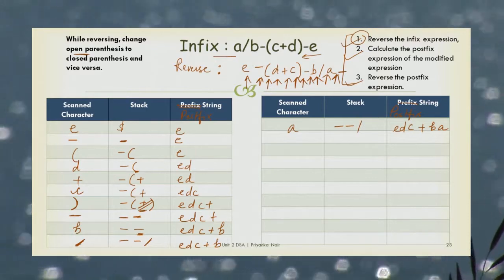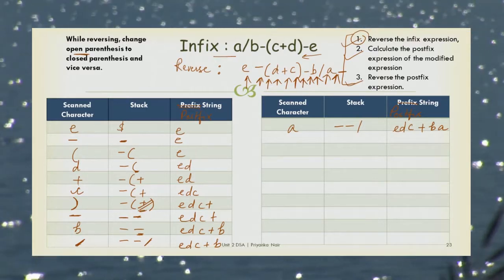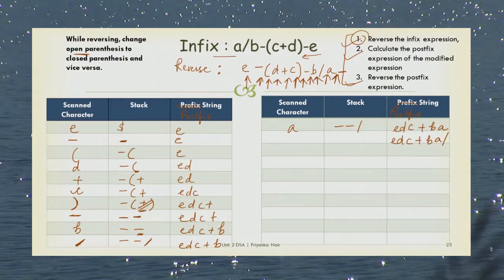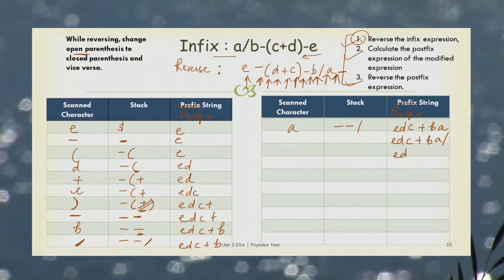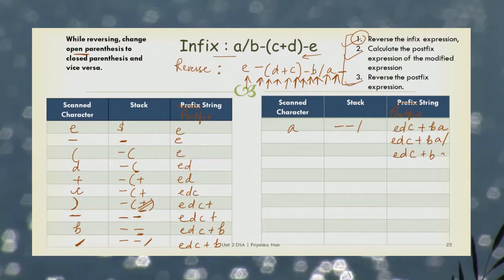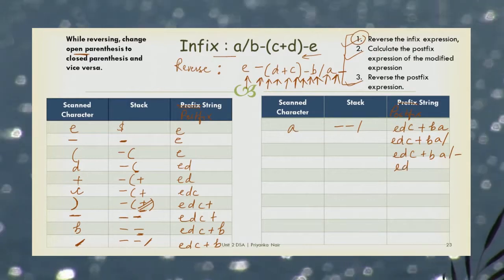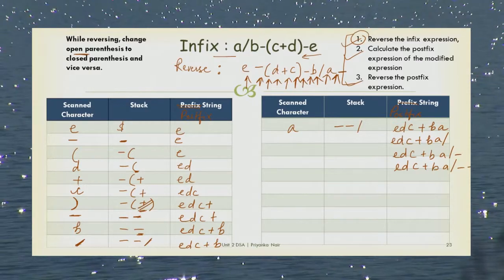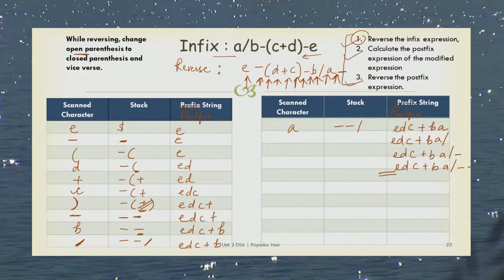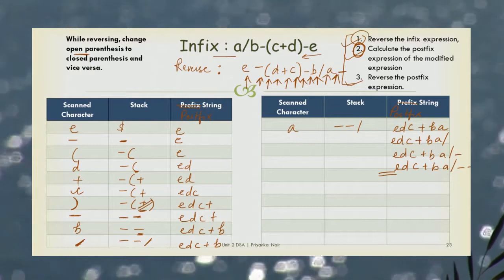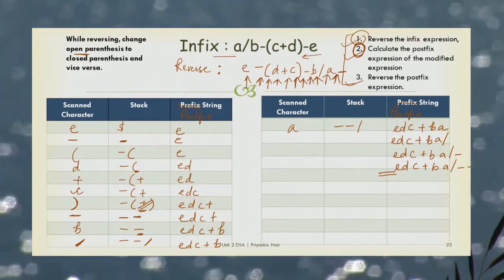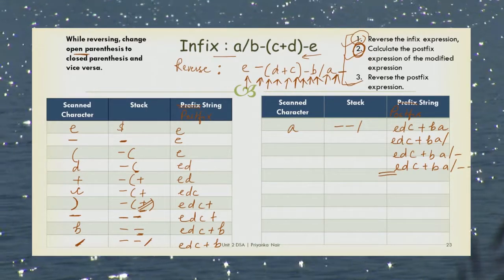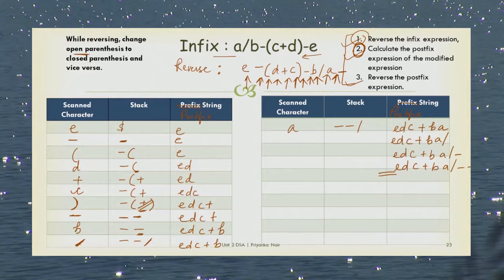So we would be getting the string as EDC plus BA divide, and then we pop minus: EDC plus BA divide minus, and EDC plus BA divide minus minus. So at this particular step, we have completed the second step of converting the infix to the prefix. The last step says that whatever postfix expression we have received, we need to reverse it back again.